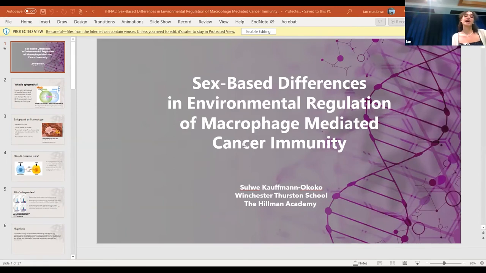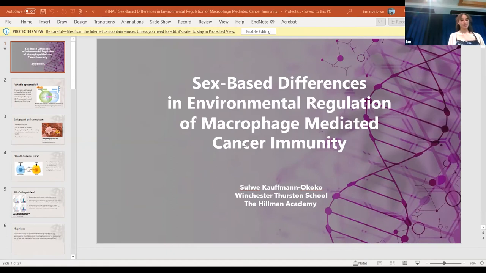And so what we wanted to look at is how do macrophages specifically, because these studies didn't focus on macrophages, how do the macrophages specifically react when they're exposed to these toxins? And will there be a difference depending on the sexes or hormones? And that just leads me into my hypotheses, which is that exposure to certain environmental factors, such as pollution and contamination, will regulate cancer immunity. And there will be a difference in this regulation depending on sex-based differences, such as genes, male and female, and the levels of hormones, specifically estrogen and testosterone.